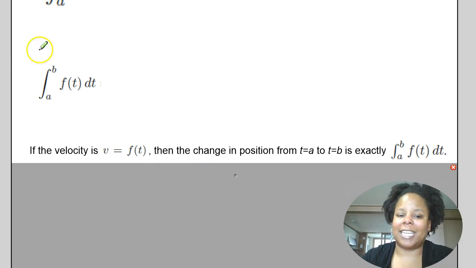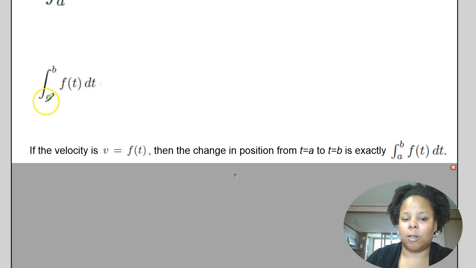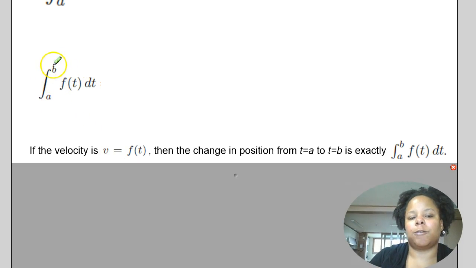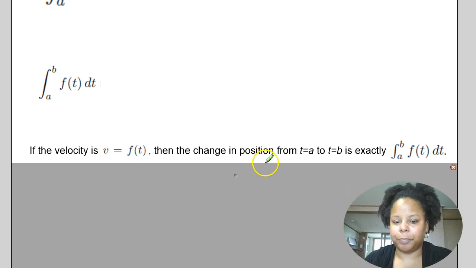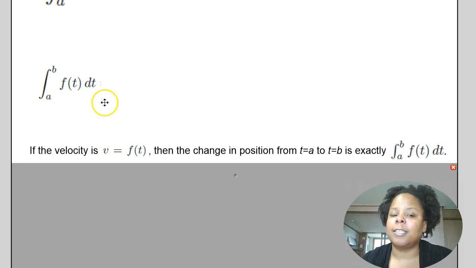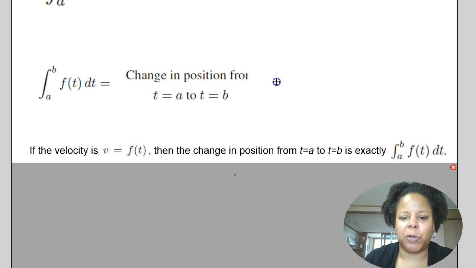So another way to look at this answer, besides being the exact area between the function value and the x-axis on the interval from a to b, is to look at this as the difference between the position function values for time equals a and time equals b. So in other words, this answer, if f of t is a velocity function, can also be determined by taking the position function and determining the change in position from time equals a to time equals b. And we can determine that if we know what the position function is.